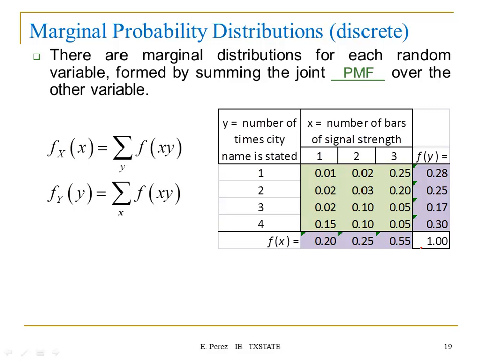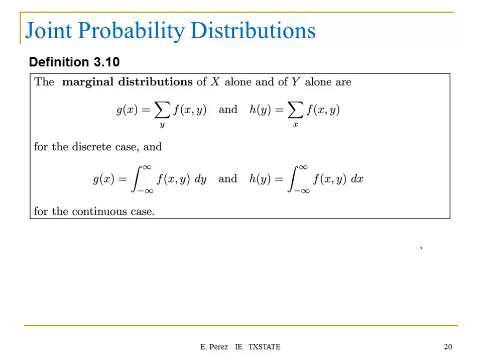Okay? So that's the concept of the marginal distribution. So we have the joint, and we want to know the probability of x or y. The formal definition for the marginal distribution of x alone and y alone, for a discrete case, is: g of x, the marginal distribution of x, is the summation with respect to y of the joint distribution. The marginal of y is the summation in terms of x of the joint distribution.